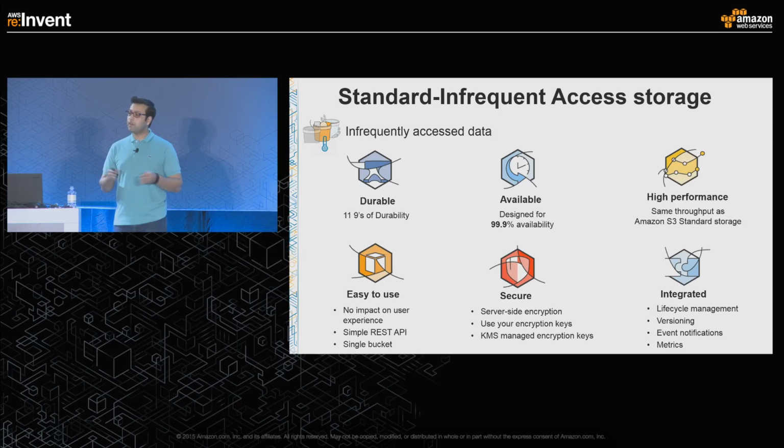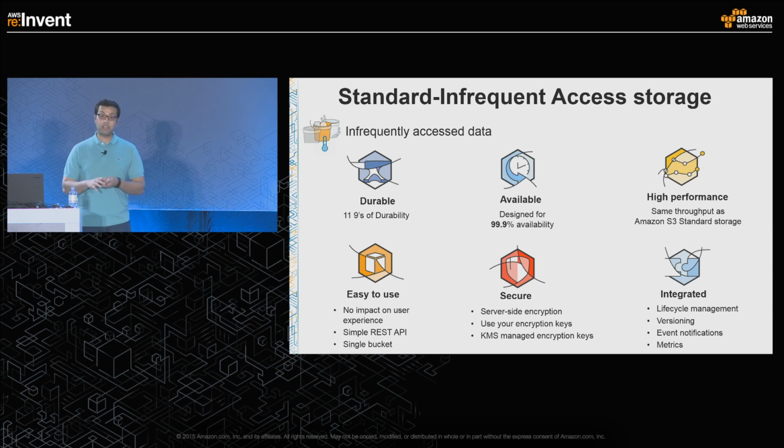It's the same identifier. It's the same key. So I might have an object in standard, and if I move it to standard IA, I don't need to move it somewhere else. It's sitting in the same bucket. My application has exactly the same identifier, the same key. So my application really doesn't need to know that this is in standard IA. And you still get that cost saving and no impact on your performance.